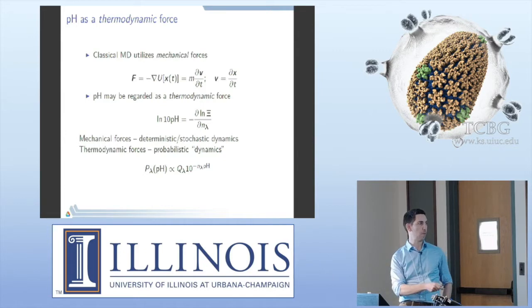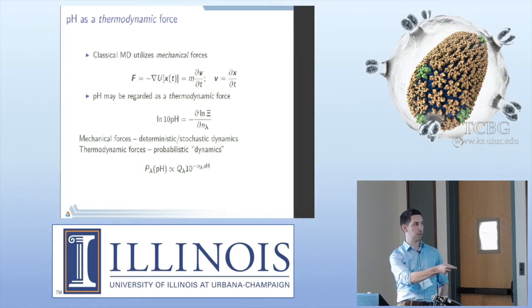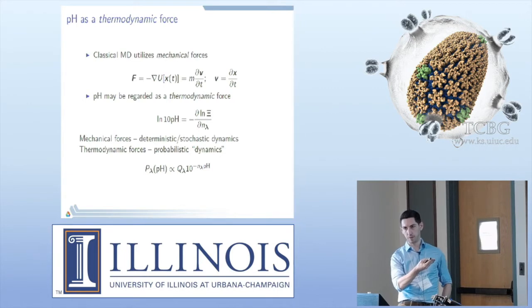So the probability that I find a specific combination of protons on a protein or a nucleic acid, for example, as a function of pH is proportional to the number of protons in that system times pH. And also mitigated by this shift factor, which I'll talk about in a second, which is the intrinsic nature of the potential energy of that system, which is encoded in the canonical ensemble.